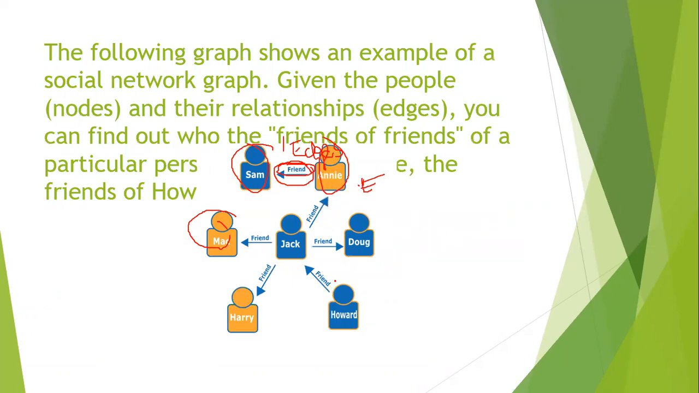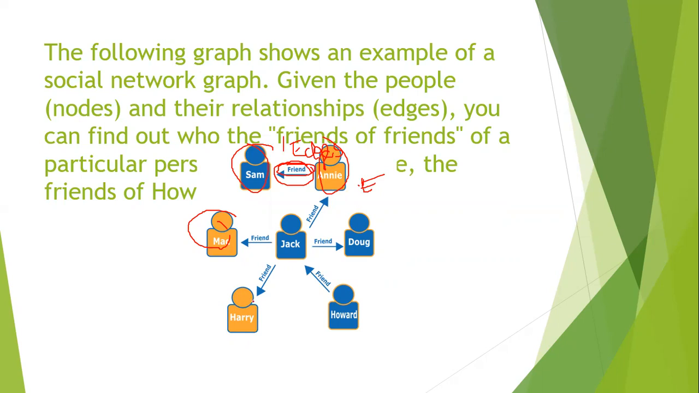See, consider here an example. The following graph shows an example of a social networking graph. Here the people are the nodes. All these are the nodes, and the relationships are edges. You can find out whose friend of friend is this to a particular person.